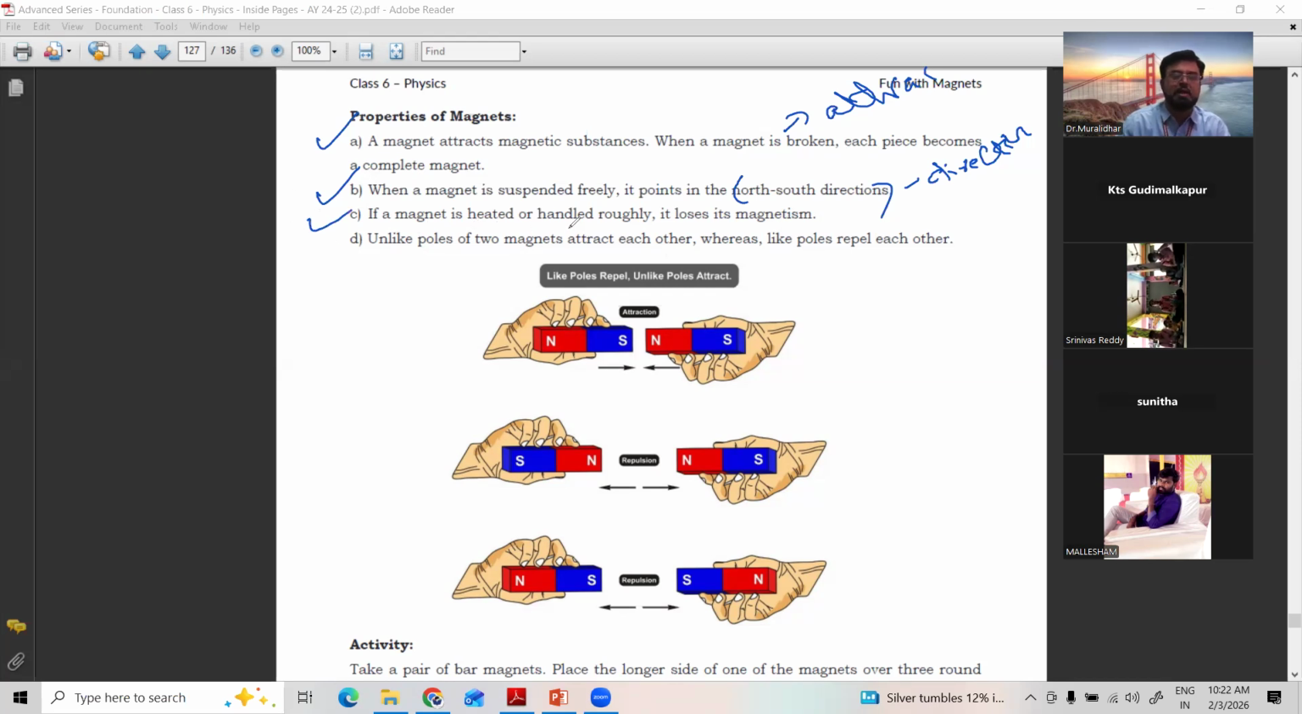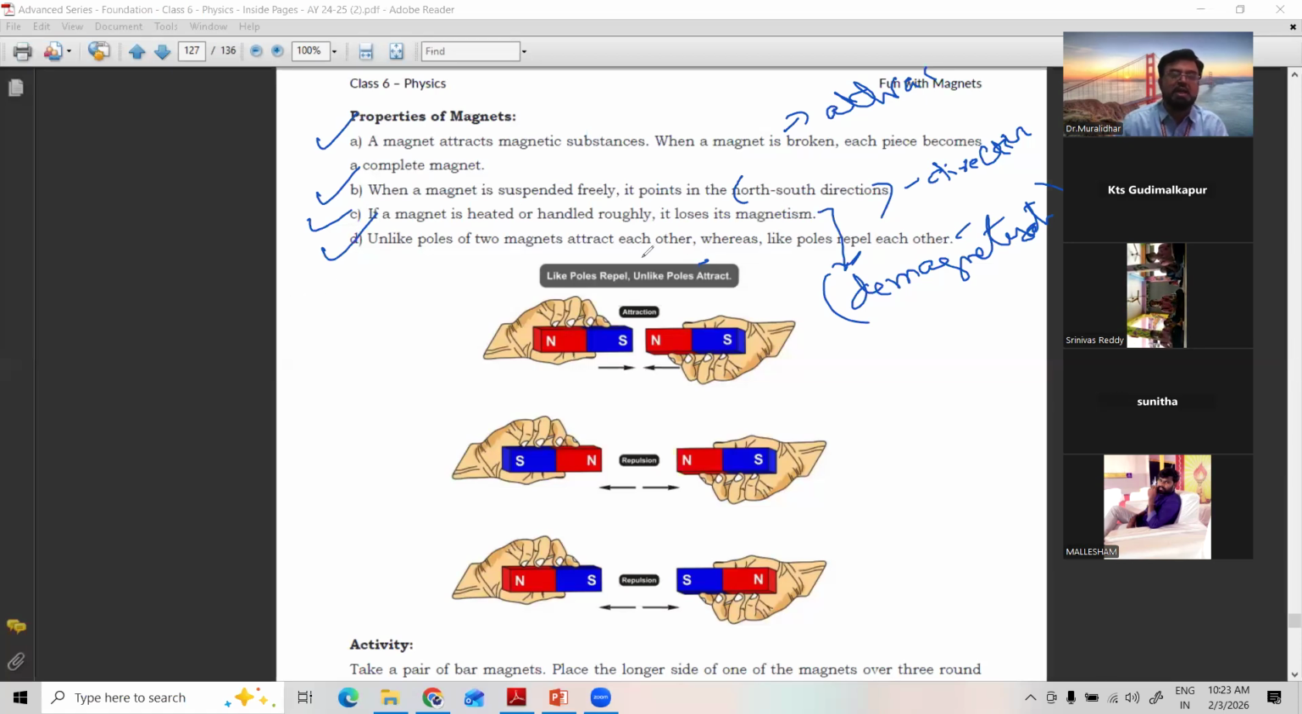If a magnet is heated or handled roughly, it loses the magnetism. This is called demagnetization. Suppose you have a magnet with you, rough handling means if you throw it here and there, or drop it from some height, or if you heat it, what happened? It loses the magnetic property. And that process is called demagnetization, removal of magnetic property. By heating or hammering or rough handling or throwing from some height, in all these cases, the magnet will lose the magnetic property.